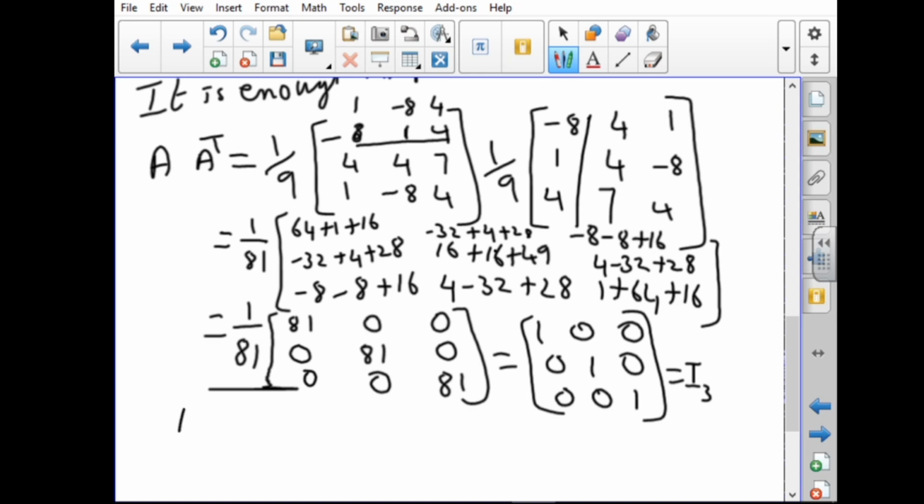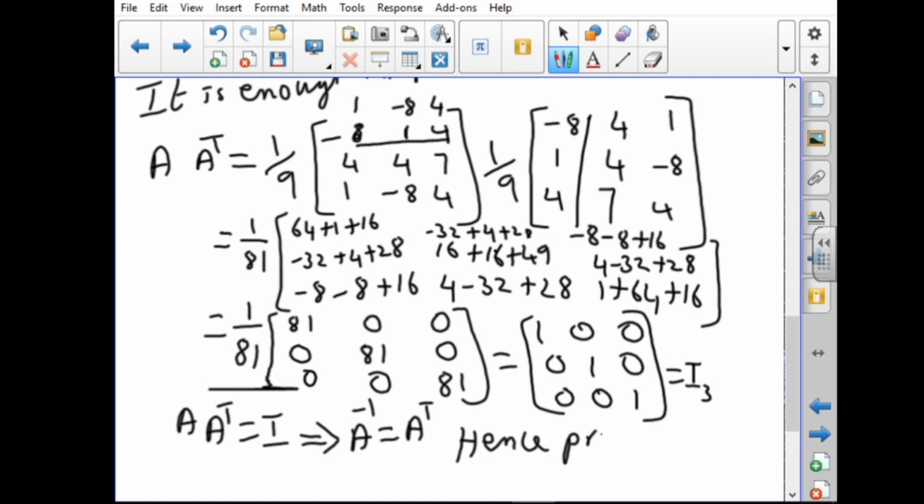So we have proved that A into A transpose is equal to I, which tells us that A inverse is equal to A transpose. So hence we have proved the result. So students, write all these problems in the notebook and do the given assignment problems also. Thank you.